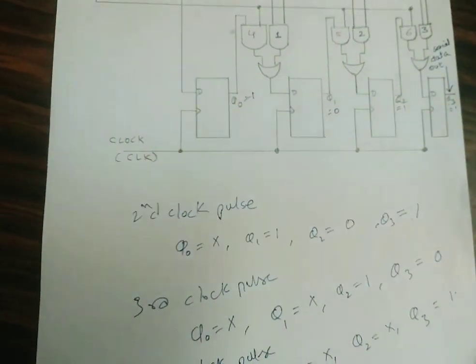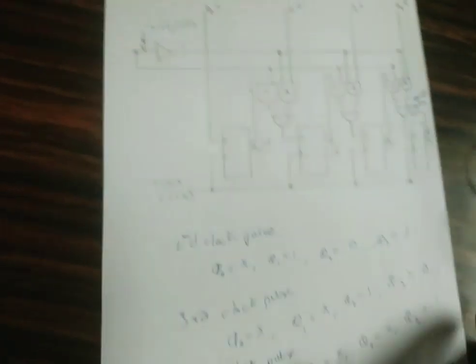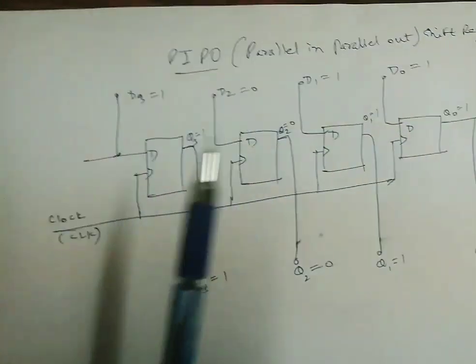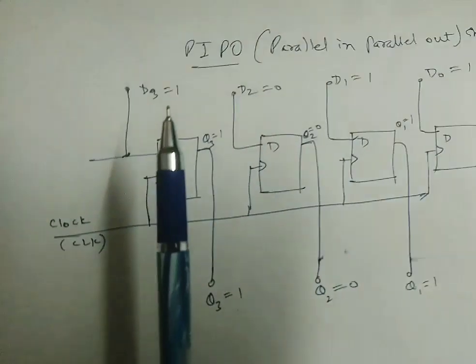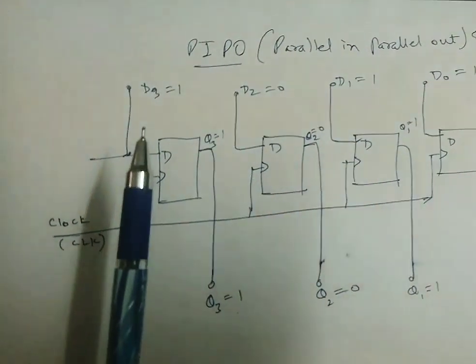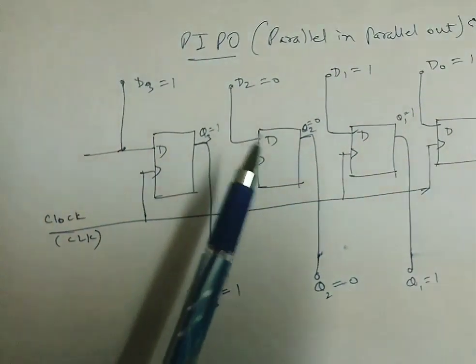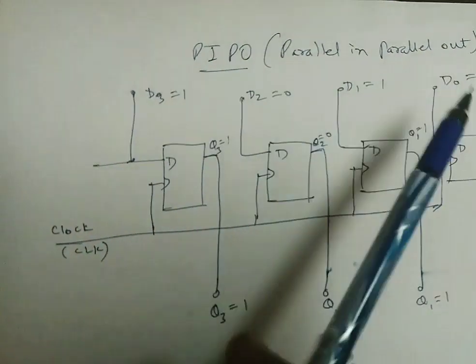Now let us take the parallel in parallel out shift register, which is in fact the easiest of all the 4 shift registers. This is the diagram of the PIPO, as we call it in short, parallel in parallel out shift register. Here, as you can see, the same data which we had considered in the previous shift register, that is 1011, is being applied.